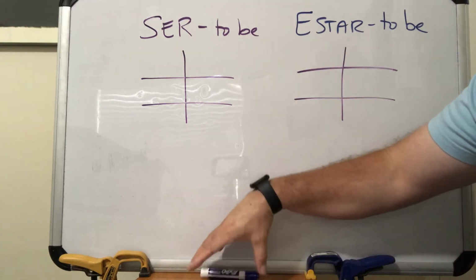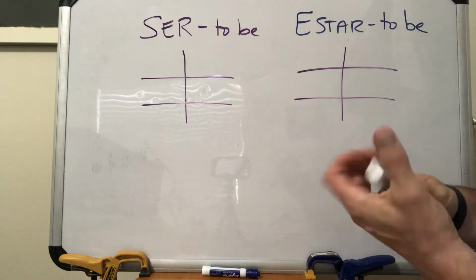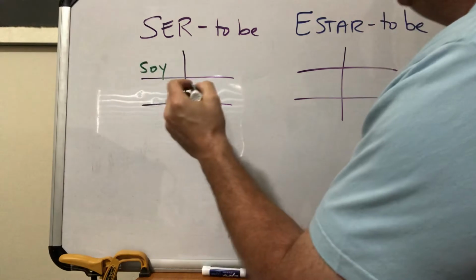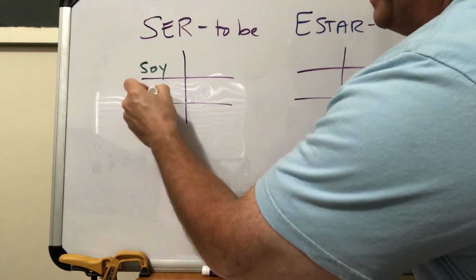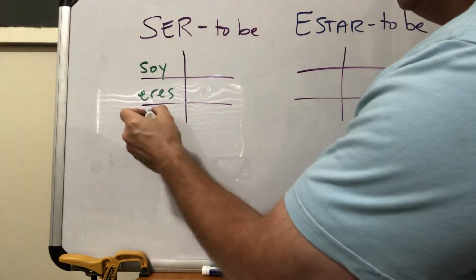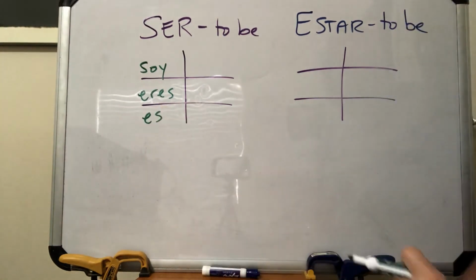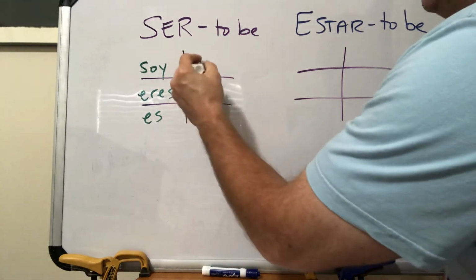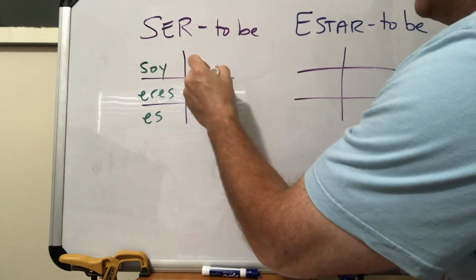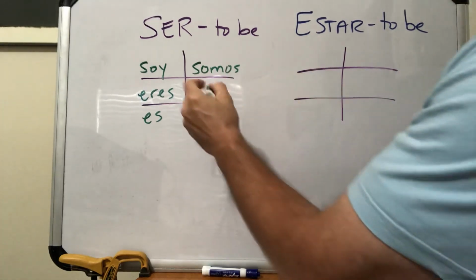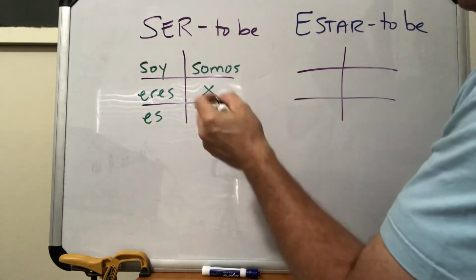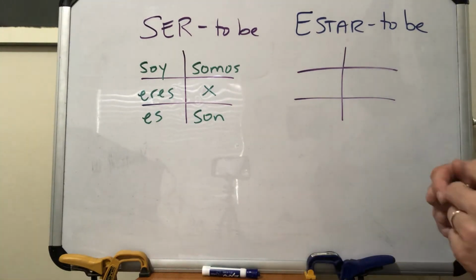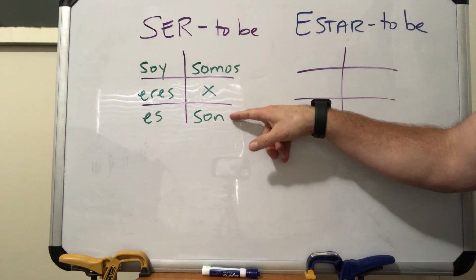So for ser, we have the yo form, which would be to say I am, is soy. The tú form, you are, is eres. And then you, the other way to say you are, and then he is, and she is, and it is, es. Okay? Over here for nosotros, we have somos. This is sois. Again, we won't use that one. And over here we have son. Okay? So this is we are, and this is you guys are, or they are.